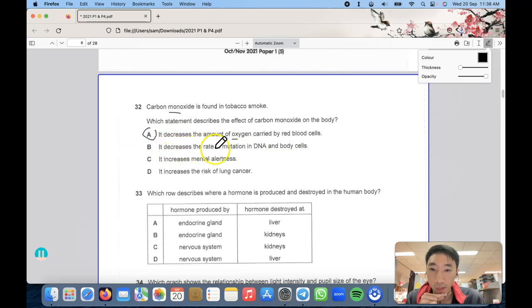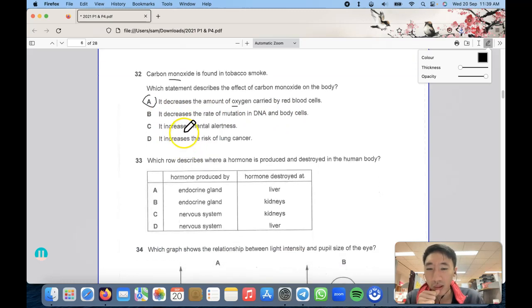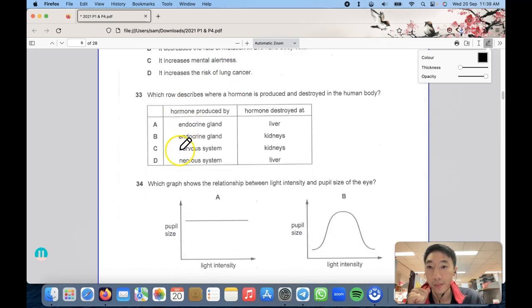Does it decrease the rate of mutation in DNA? No, it does not. It actually may even increase. It will make you feel less alert because you have less energy in your body. Increases risk of lung cancer? It does not. That's what tar does. Tar is a carcinogen, which means that it causes cancer. But not carbon monoxide.